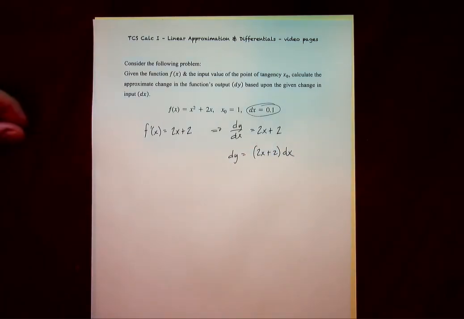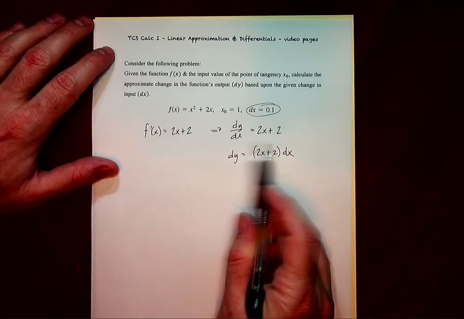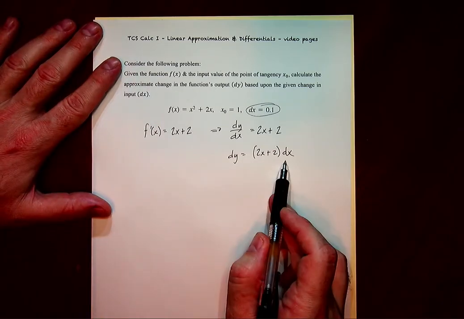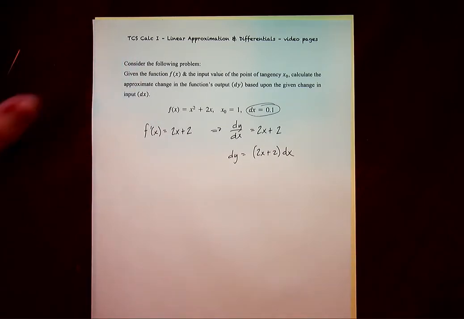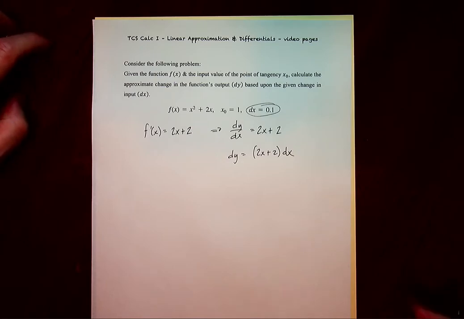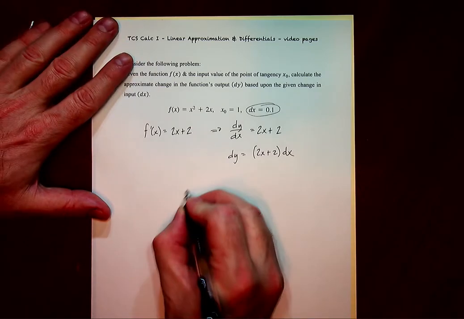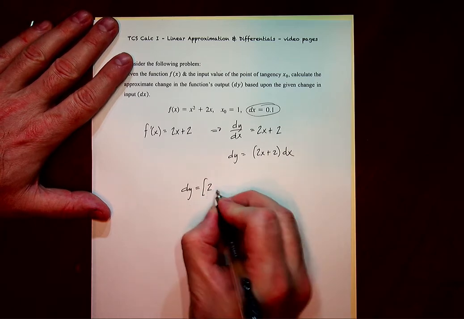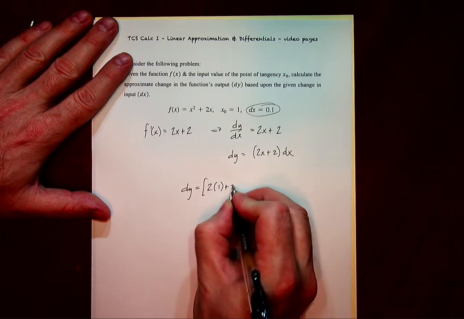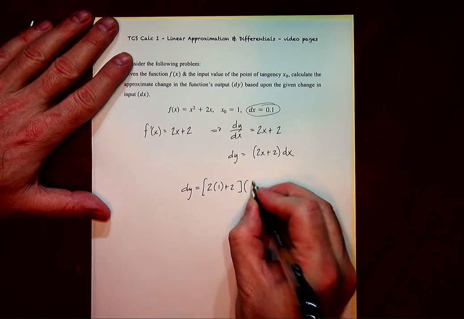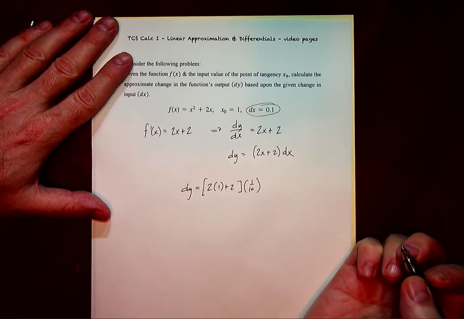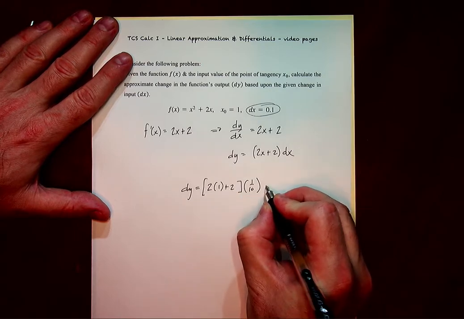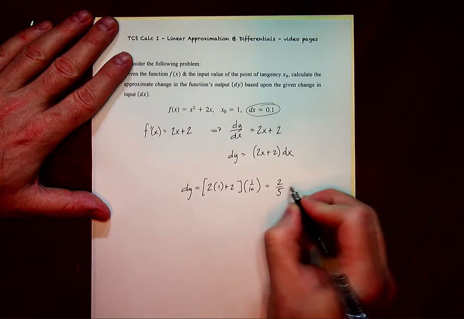We want to use this tangent line slash differential construct right here in order to approximate that particular output. Now what that means is, for our purposes here, dy is 2 times x plus 2 times that dx, and that's going to be 4 times 1/10, 4/10 or 2/5.